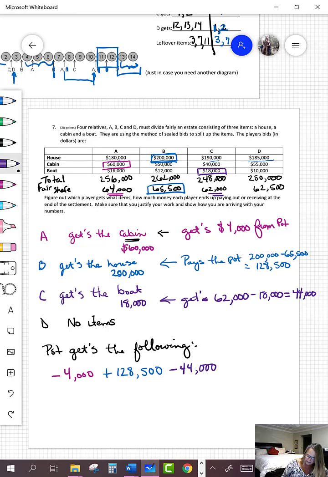And then player D, they didn't get any of the items, and they feel that they need to walk away with $62,500. So from the pot, they get $62,500. So minus $62,500.